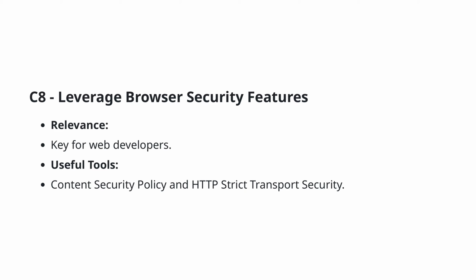In this slide, we're focusing on leveraging browser security features, which are particularly significant for web developers. These features are vital tools that serve as the first line of defense in protecting user data and maintaining web application integrity. Two useful tools we'll highlight are the Content Security Policy, CSP, and HTTP Strict Transport Security, HSTS. These tools can help protect websites from various attacks, such as cross-site scripting and man-in-the-middle attacks. By utilizing these browser security features, developers can significantly enhance the security posture of their applications.